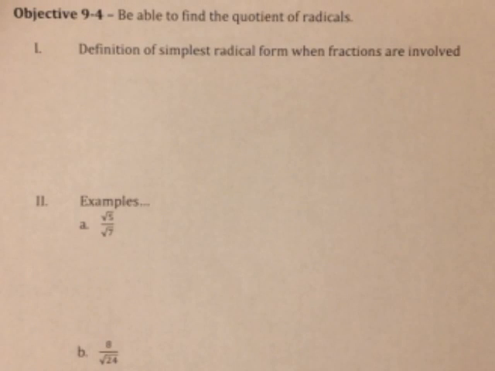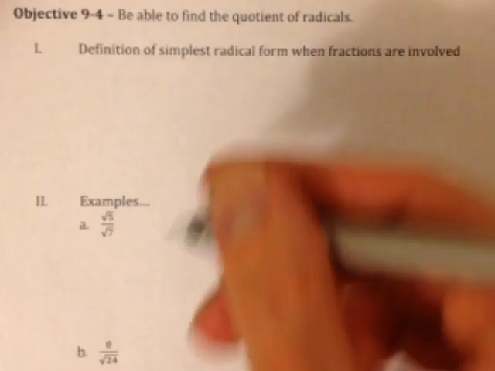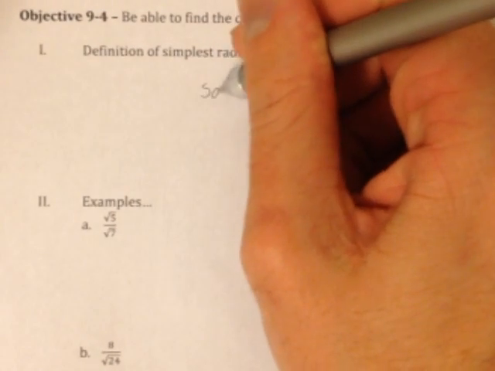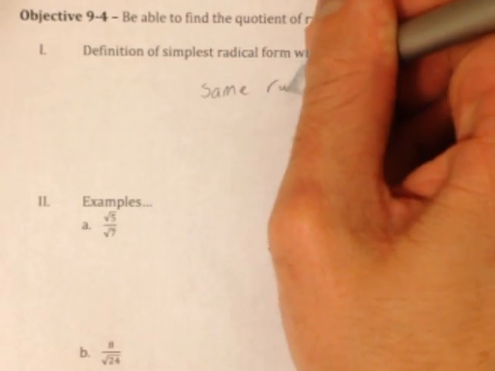Okay, today we are looking at how to find the quotient of radicals. All this is really going to involve is extending our definition of what simplest radical form is and talking about it when fractions are involved. So basically, the same rules as before apply.